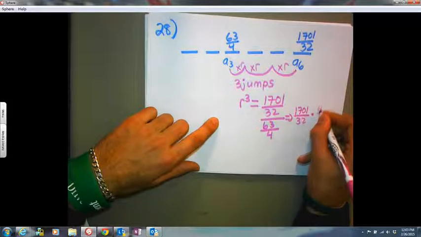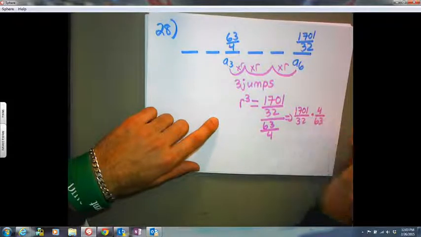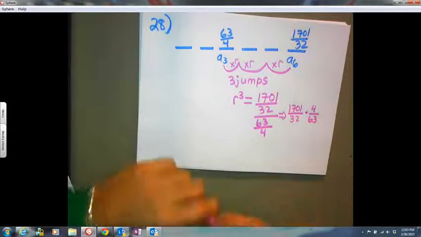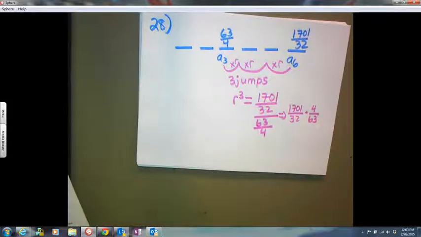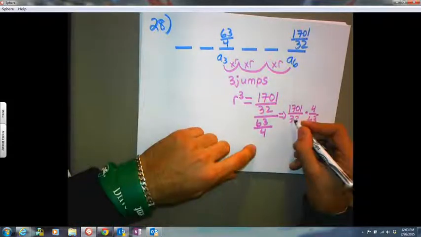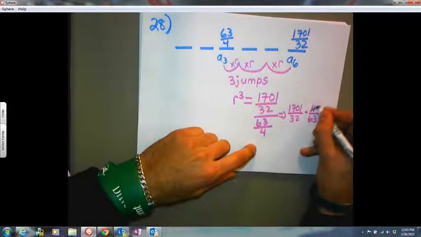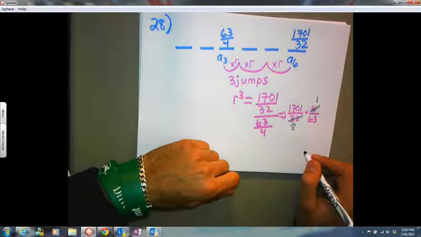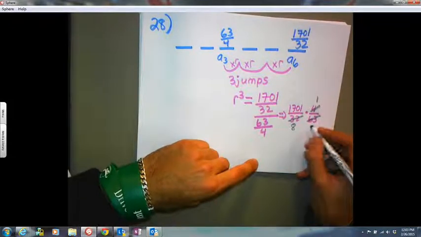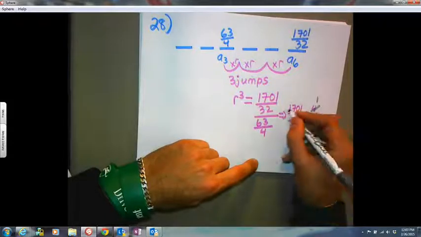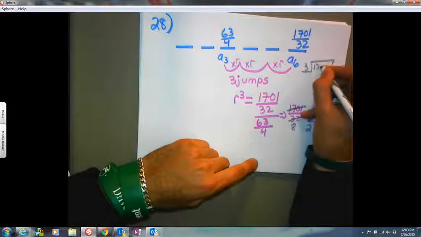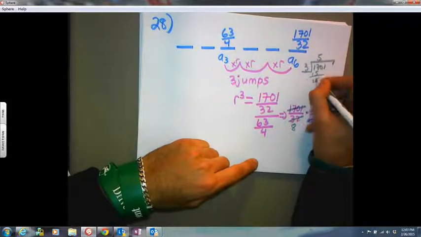Now, we can reduce this, because this could have been a non-calculator problem, so we can reduce this before multiplying. We can divide both the 4 and the 32 by 4. This becomes 1, this becomes 8. We can do 63 divided by 3, that's 21. 1701 divided by 3, if you don't know that, you can do it over here. Remember, this could have been a non-calculator one, 567. You can again divide by 3.